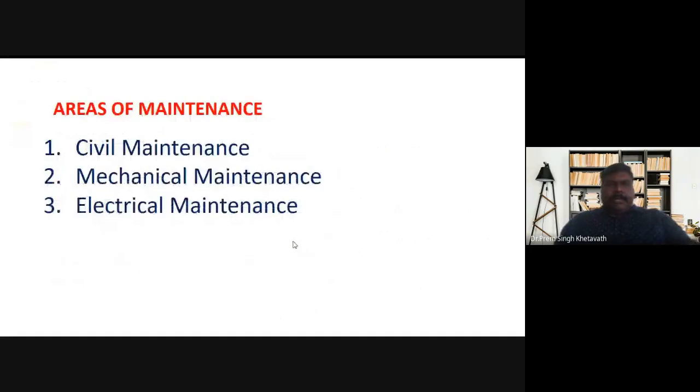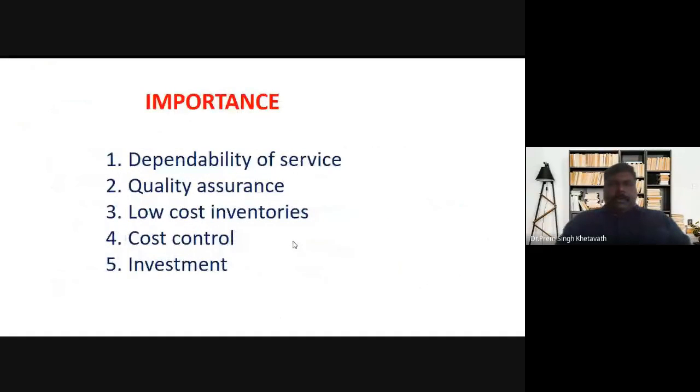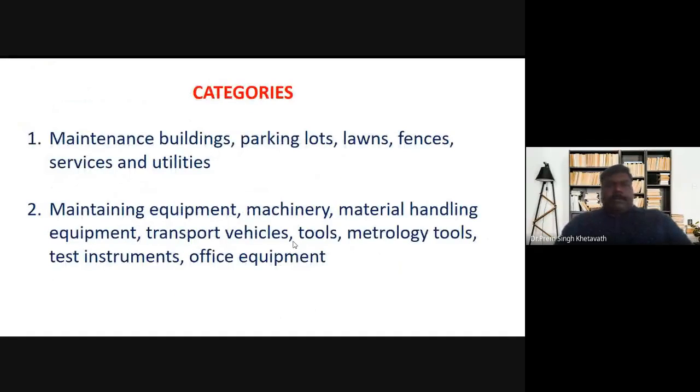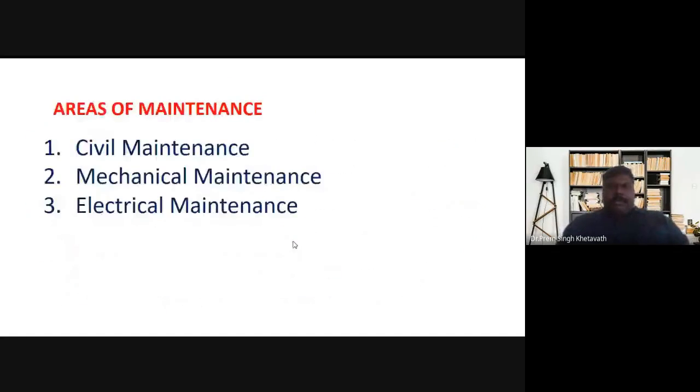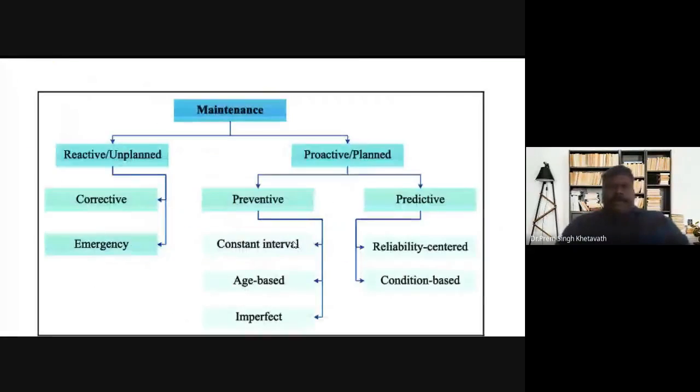These are the areas of maintenance. Categories: buildings, parks, lots, lawns, fences, services and utilities, equipment, machinery, transport vehicles, tools, metrology tools, test instruments. These all need maintenance. Back to types of maintenance, this is for the latecomers. You can just have a quick look at this flowchart.